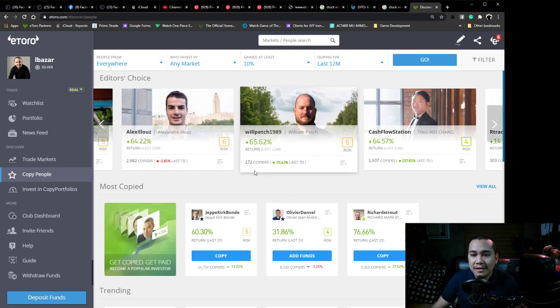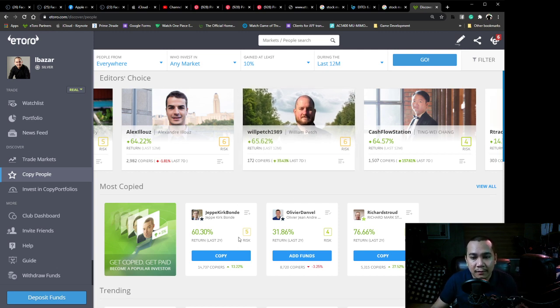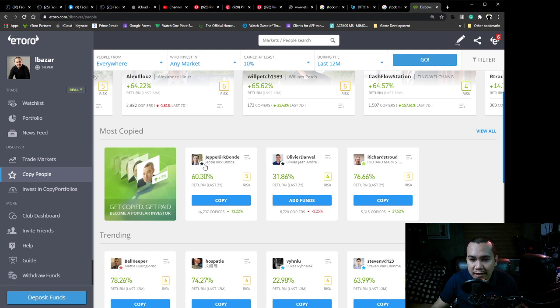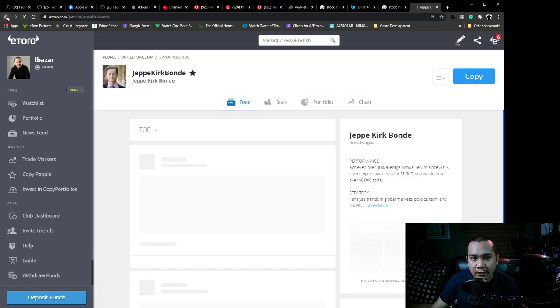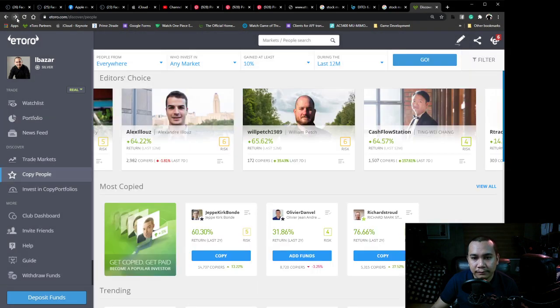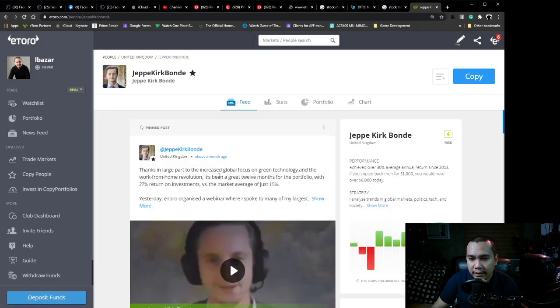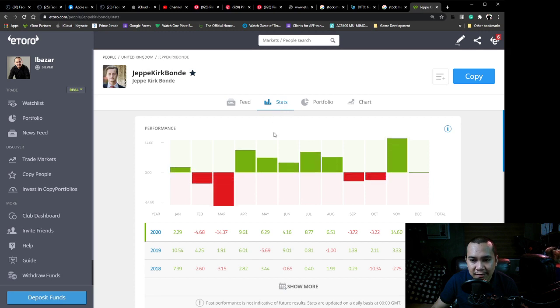What I like about this is the transparency, right? Let's say, for example, this guy right here, he's the most copied, Jepper Kirk bond. His earnings the last 2 years is 60%, right? Now that looks very good. But the good thing here is it's very transparent. You will know if the person is performing well or not. Right, so you can go to his statistics right here, right?